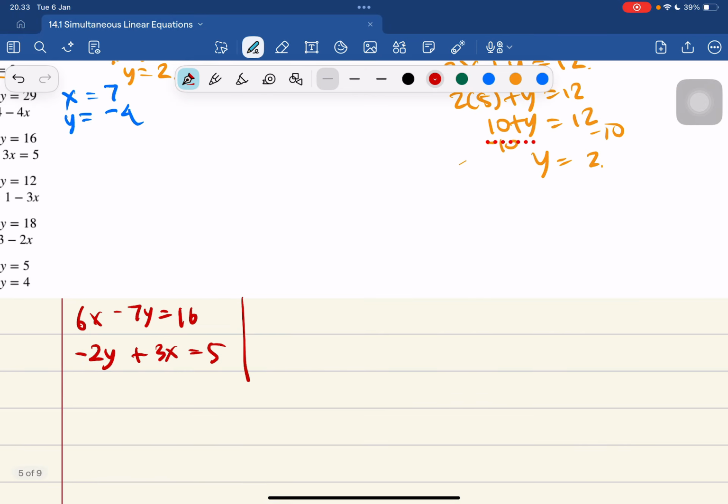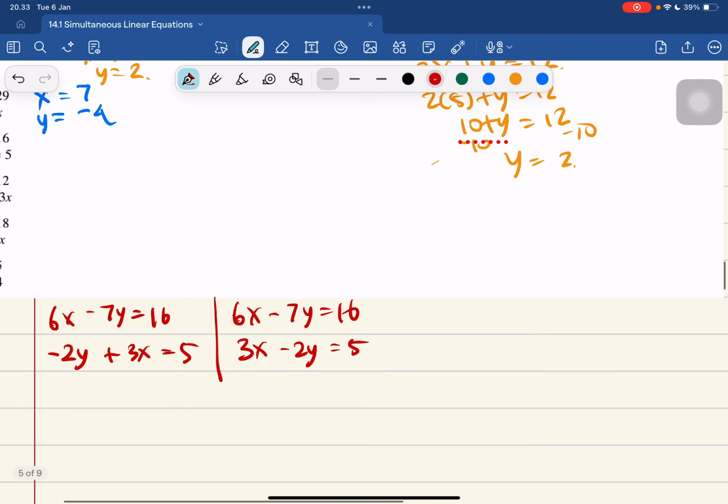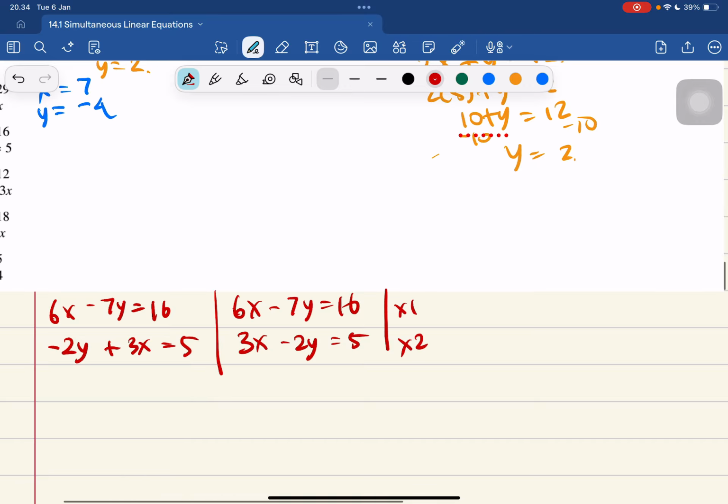Okay, let us rearrange to make it 6x minus 7y equal to 16. And here is 3x minus 2y equal to 5. Okay, let us make the variables in the two equations equal. So here we can just multiply it by 1. And the second, 3x to make it 6x, so we multiply it by 2.